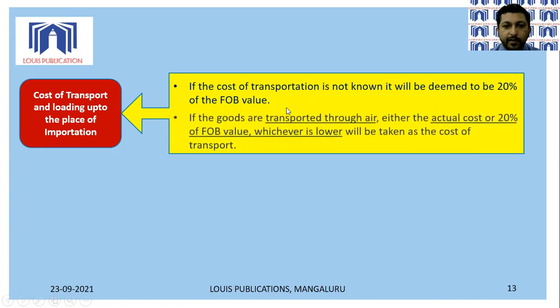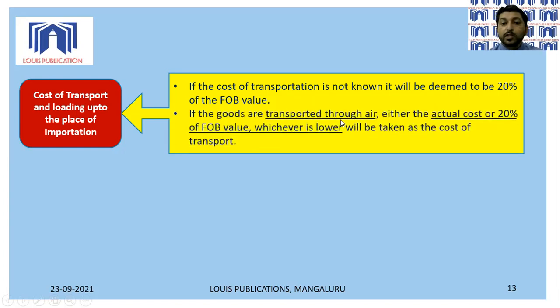We will understand that. Now, if the goods are transported through air, this is air transport specific, then even though the amount is given, actual cost is given, we will compare that with 20% of FOB value, free on board value. Among the two, whichever is lower will be taken as the cost of transport.